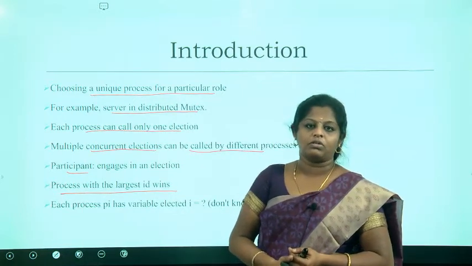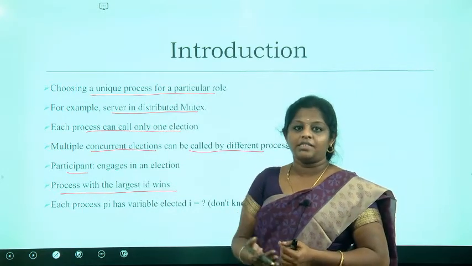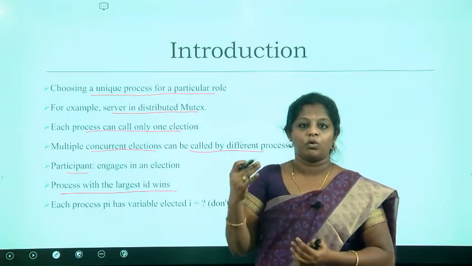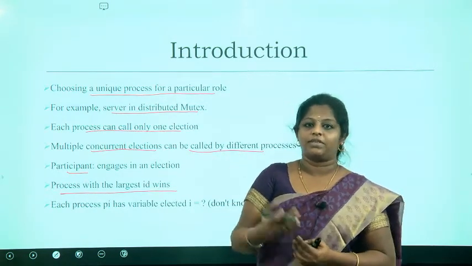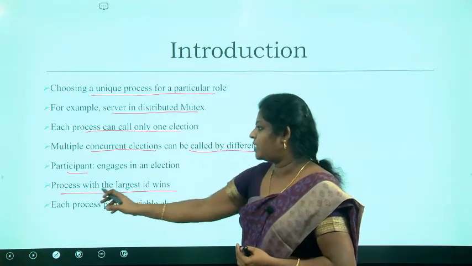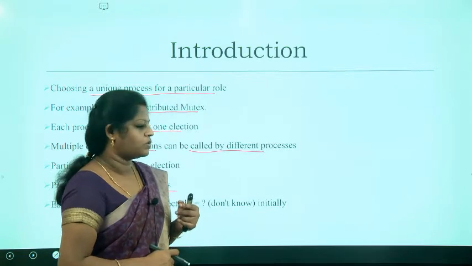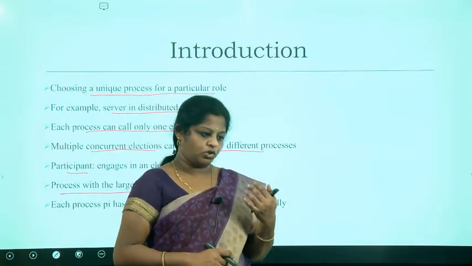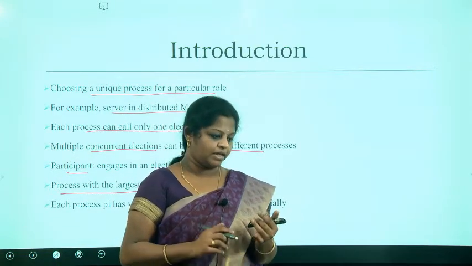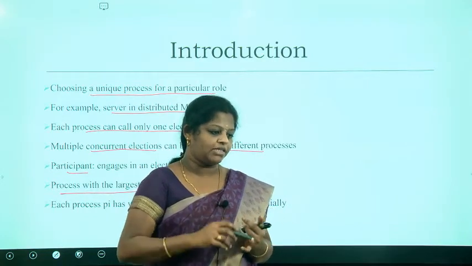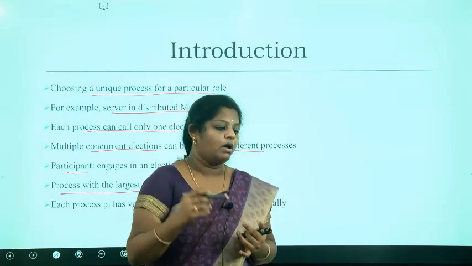In the election algorithm, the process with the largest ID, the one that gets the most responses from the other processes, is the winner. The election algorithm is also needed for this choice.